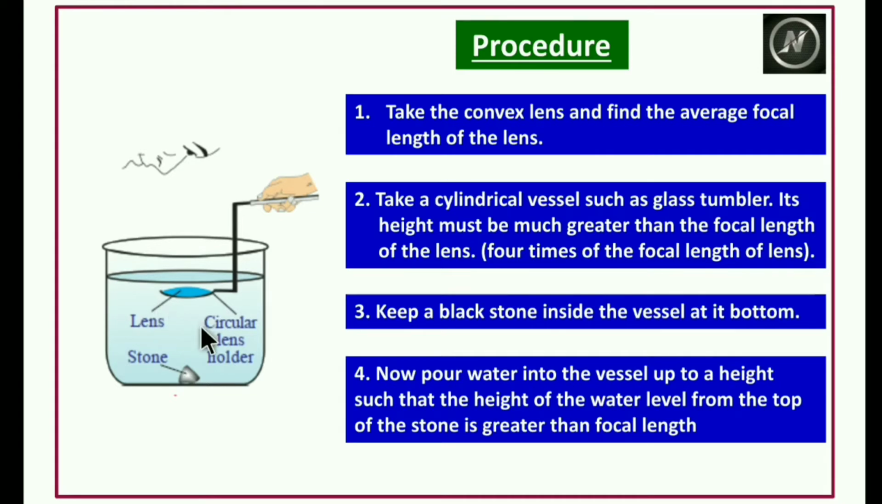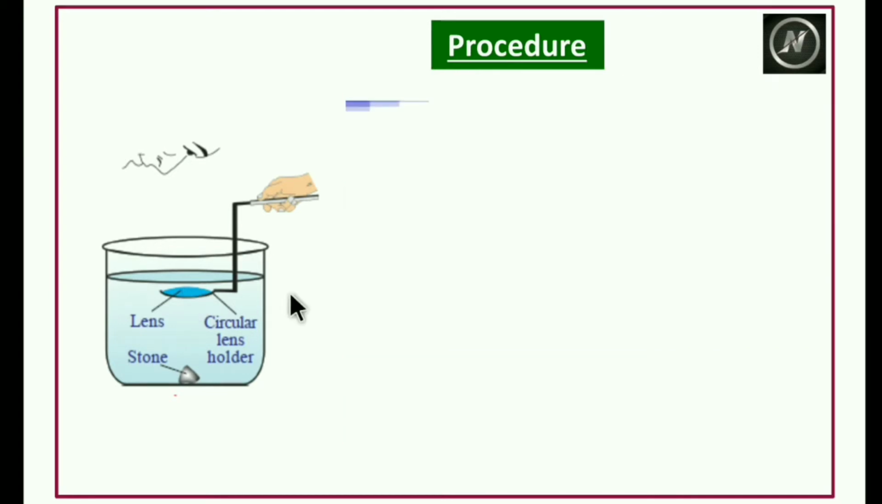But while pouring the water, we have to take care. Pour water into the vessel up to a height such that the height of the water level from the top of the stone is greater than the focal length. For example, if the focal length of the lens is 10 centimeters, then we have to pour water up to 10 centimeters or more.